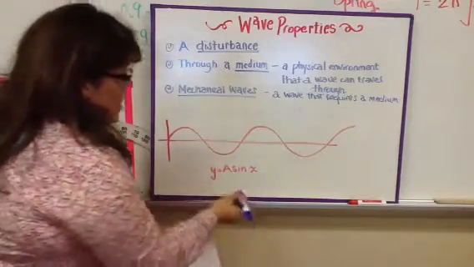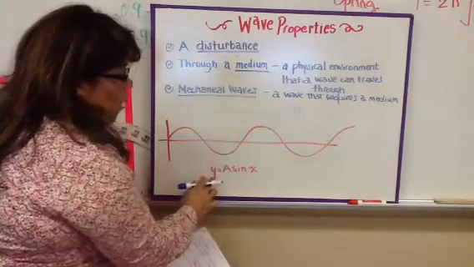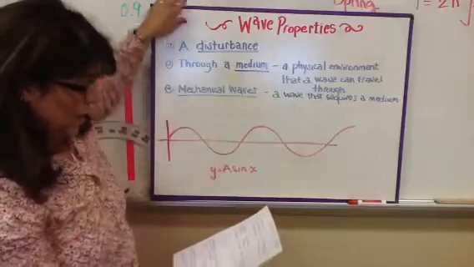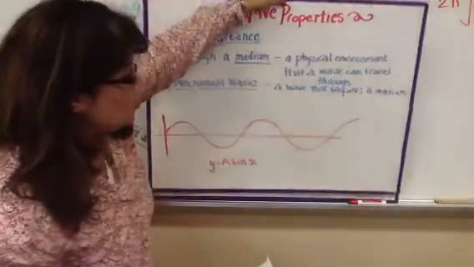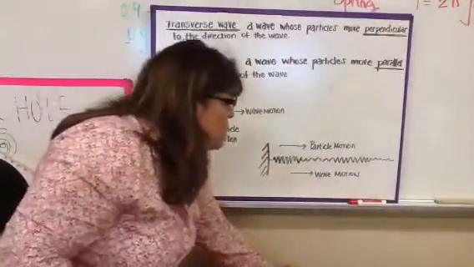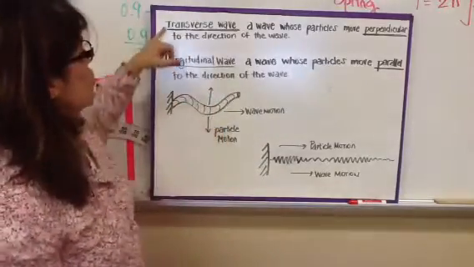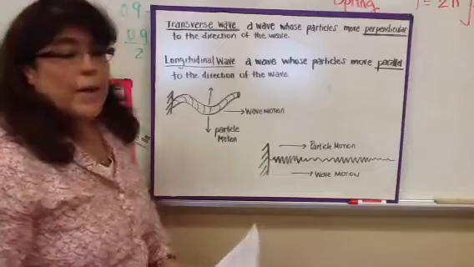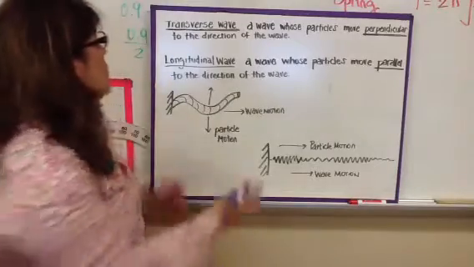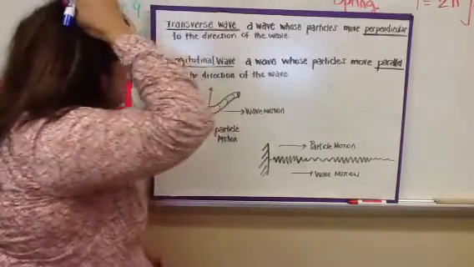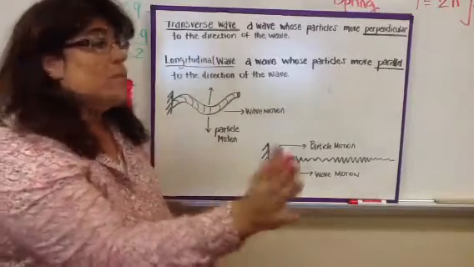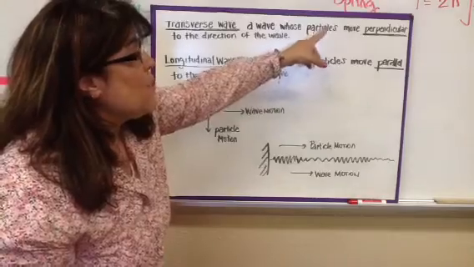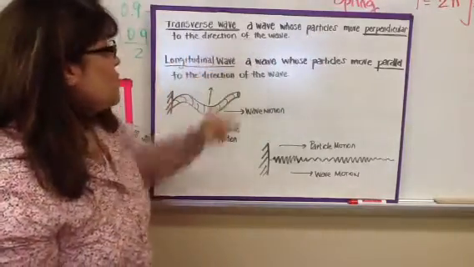So from your pre-calculus, we know this function, y equals a sine x, and we're going to be working on how these behave. Okay, so the two types of waves that we're going to be talking about are both mechanical waves. One is a transverse wave and the other is a longitudinal wave. A transverse wave comes from the word trans, which means across. So we're going to have a wave that's traveling across. It's a wave whose particles move perpendicular to the direction of the wave.